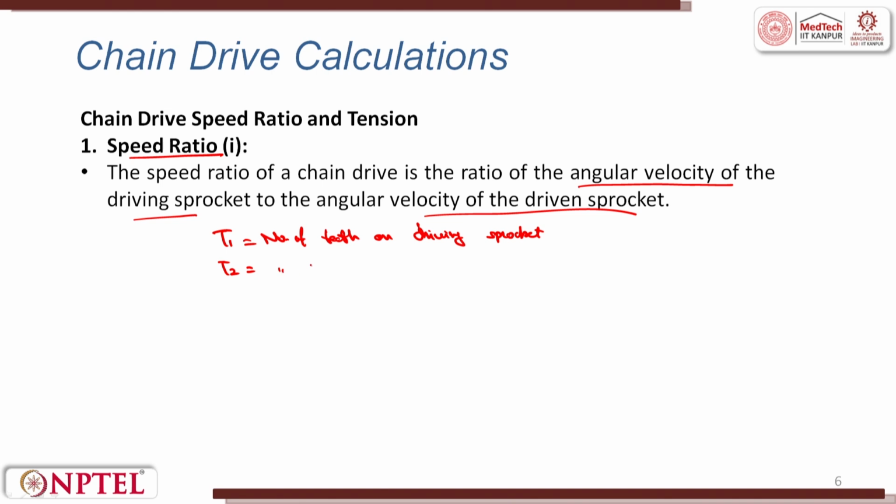Similarly, T2 is the number of teeth on the driven sprocket, and N1 and N2 are their respective speeds. N1 is the speed of the driving sprocket, N2 is the speed of the driven sprocket, which is in RPM.